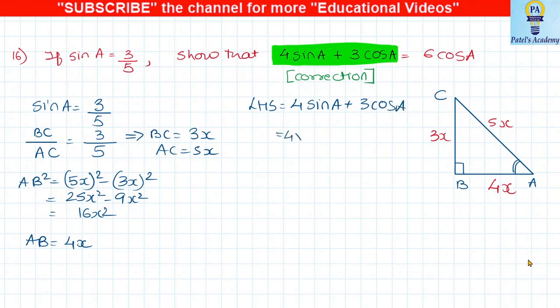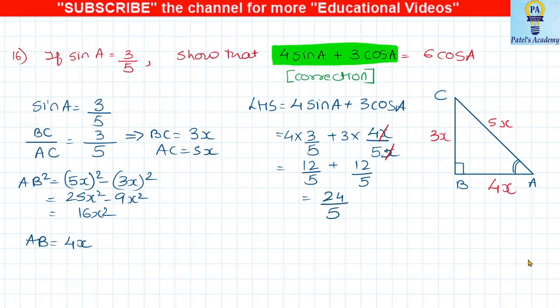Okay, so 4 into what is sine from the figure or what they have given. Sine is what? 3 upon 5 plus 3 into what is cos, that we will get from the figure. What is cos? Adjacent, that is 4x upon hypotenuse is 5x. So x and x will cancel. So what we get is 12 upon 5 plus 12 upon 5, that is 24 upon 5.